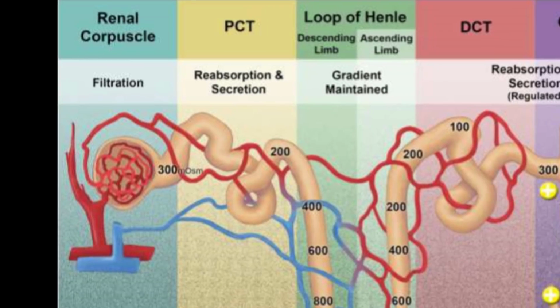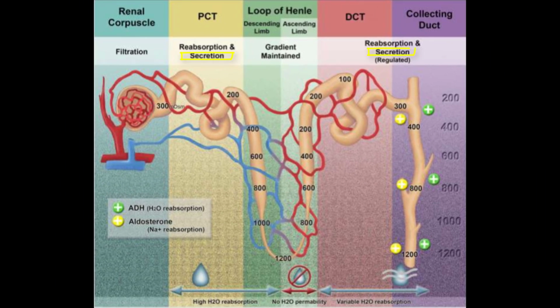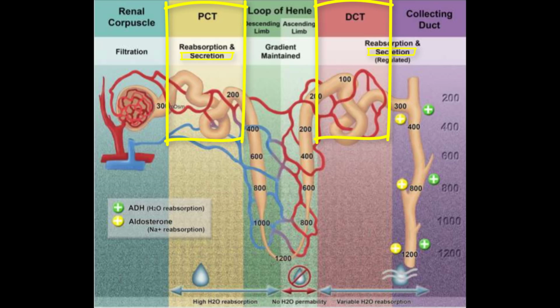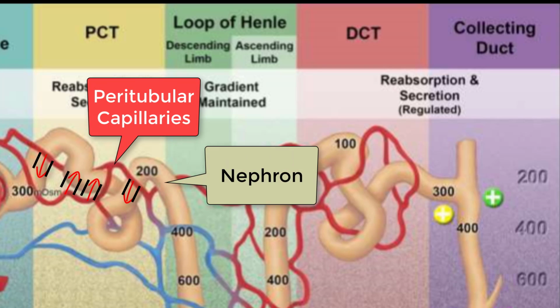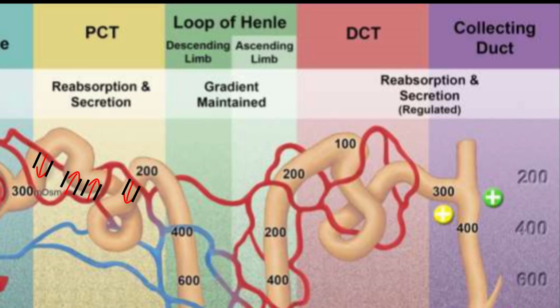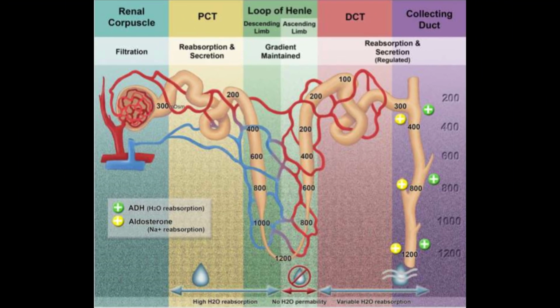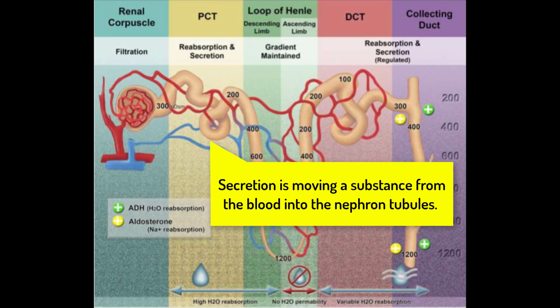The second process that is important in the nephron is secretion. Secretion only occurs in the proximal tubule, distal tubule, and collecting duct of the nephron. Secretion occurs when we move a substance in the body from the blood into the nephron's filtrate. This occurs via protein channels between the peritubular capillaries and the nephron. This generally occurs when a specific substance passes through the glomerulus and was not filtered. Secretion is moving a substance from the blood into the nephron tubules.